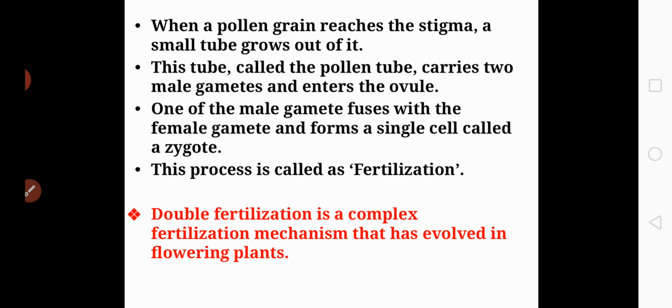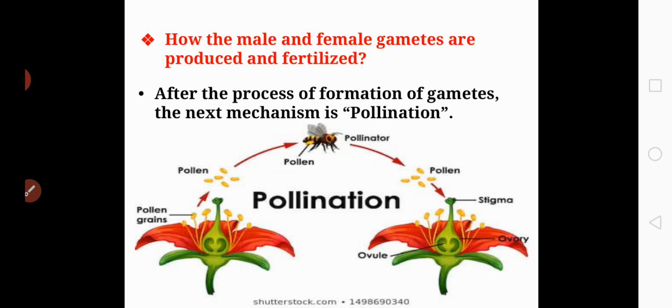Double fertilization is a complex fertilization mechanism that has evolved in the flowering plants. So before going to the actual topic of fertilization, let us look into how the male and the female gametes are produced and fertilized. These male and female gametes are produced during microsporogenesis and megasporogenesis.